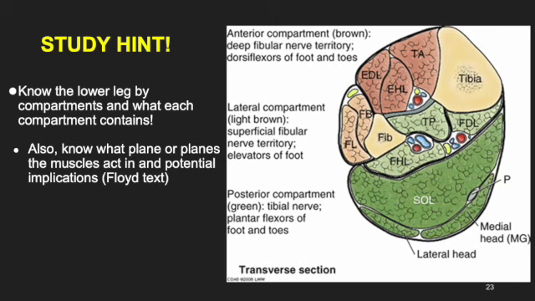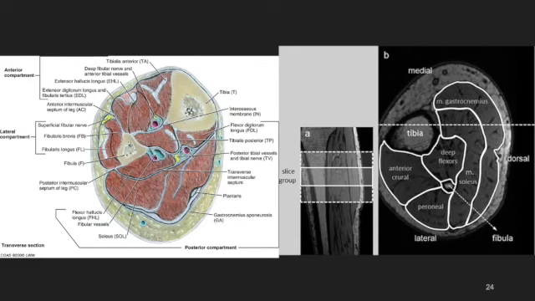Okay, I'm in the lateral compartment. What do I know about that? Oh, that's going to be superficial peroneal nerve or superficial fibular nerve. Oh, I know they're mostly everters. Okay, good. Move on. So that's how I want you to start studying for this. If you understand it as a group and kind of chunk the information, you can actually study and understand the material much more efficiently. So take a look at this.